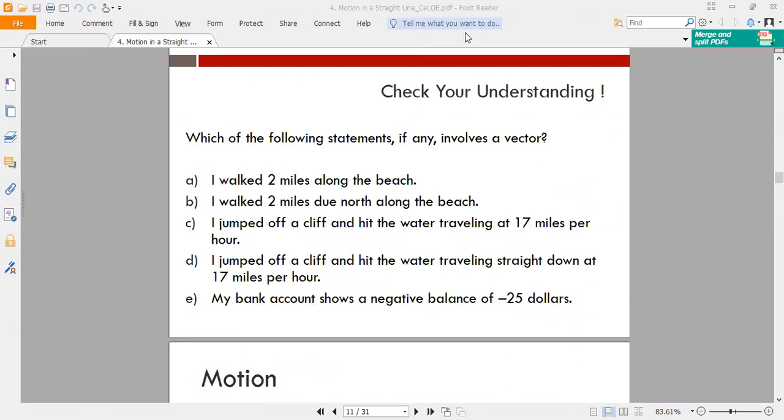In these statements, we want to find which statement involves a vector. A: I walk 2 miles along the beach. There is no direction, so this is still scalar. But in the second statement, I walk 2 miles due north. This north is a direction of the walking, so this is a vector.